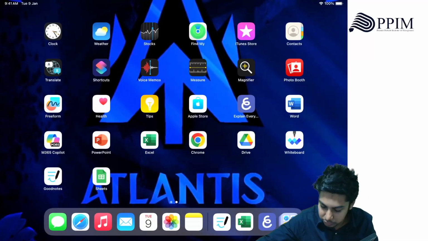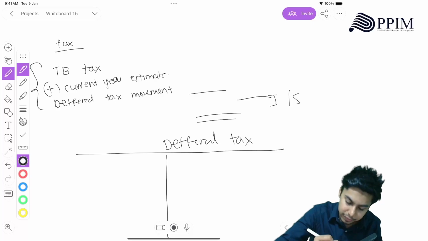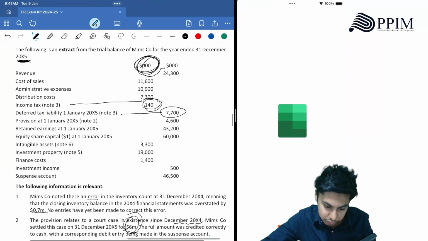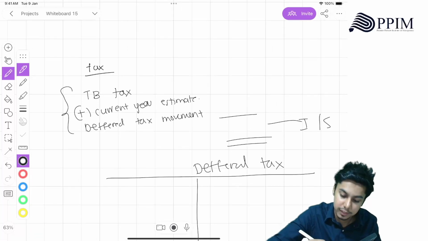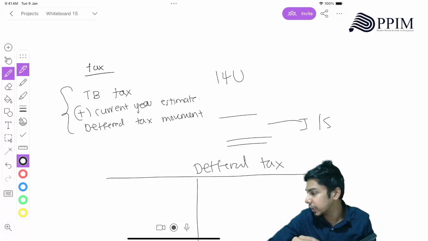Right, first go and copy this one, guys, over here. Right, TB tax, what was the answer? I believe the answer to be 140. Right, first mark this one, guys, over here. Right, 140 under provision. Very good, under provision.